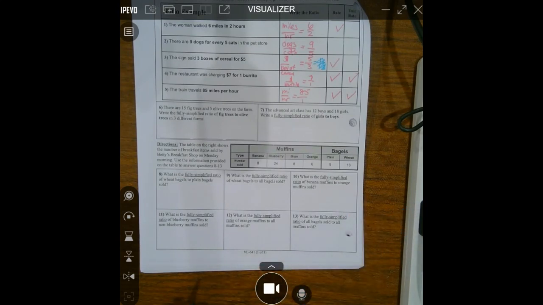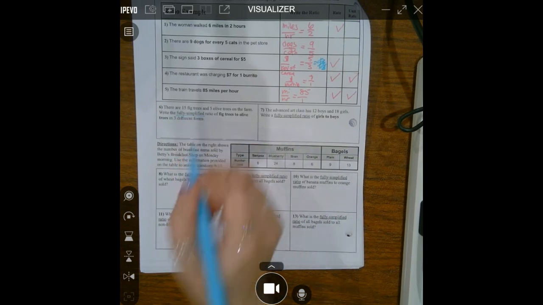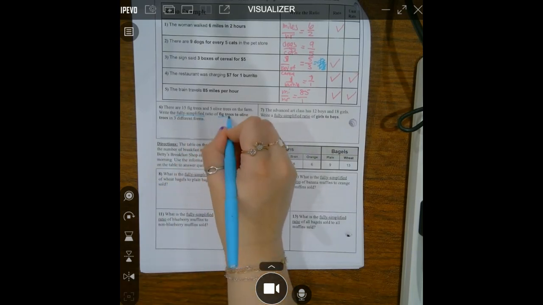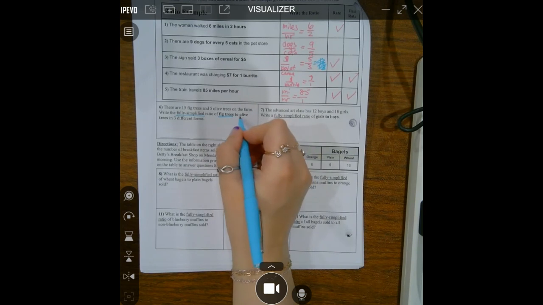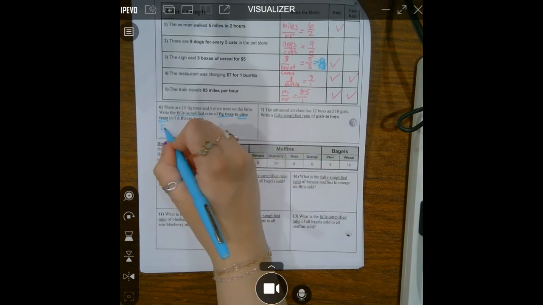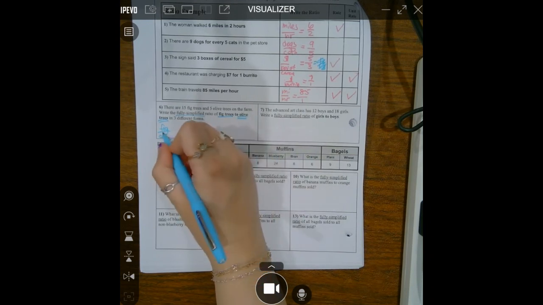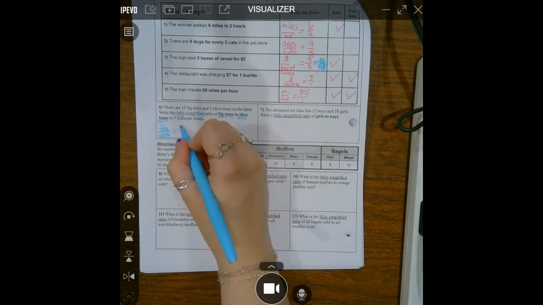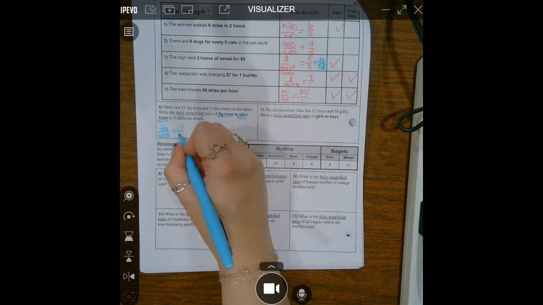It says there are 15 fig trees and 5 olive trees on the farm. Write the fully simplified, okay, so fully reduced, ratio of fig trees to olive trees in 3 different forms. Okay, it matters. Whatever they say first before the word to goes on top, and whatever they say second after the word to goes on bottom. So they want the fig trees to olive trees. And they said for fig trees there was 15, and for olive trees there was 5.